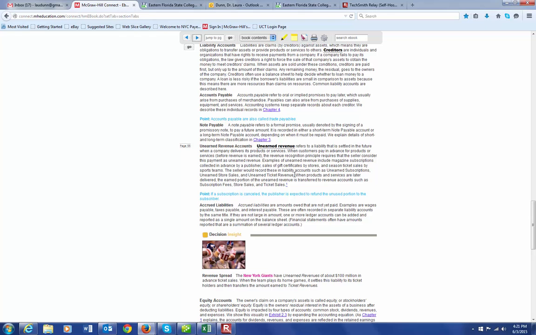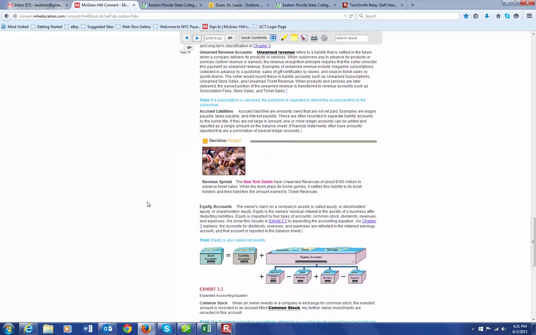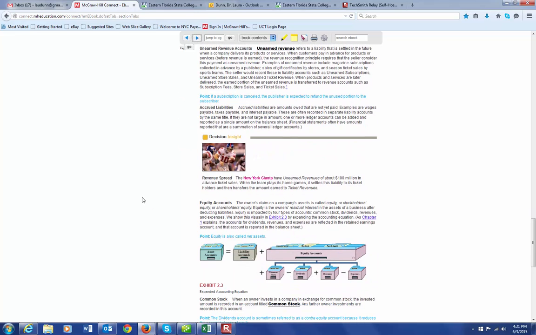So you record these in liability accounts, and the names can vary: unearned subscriptions, unearned sales, unearned ticket revenue. But again, when the product or services are later delivered, the earned portion is transferred to the revenue account, and that revenue account might be called ticket sales, store sales. Again, probably not totally clear yet, but it's a basic overview.